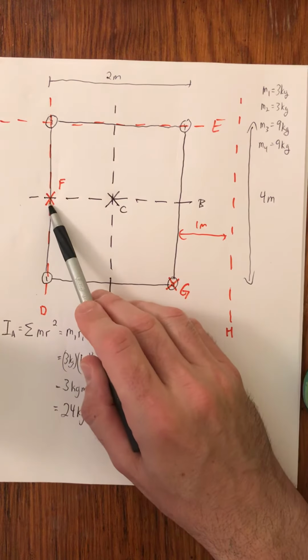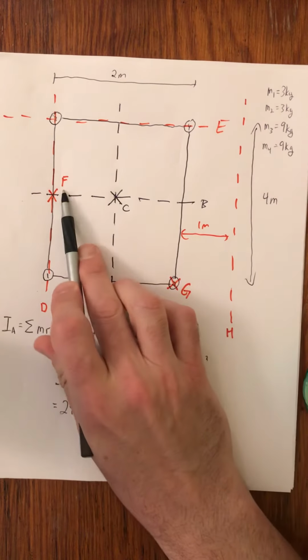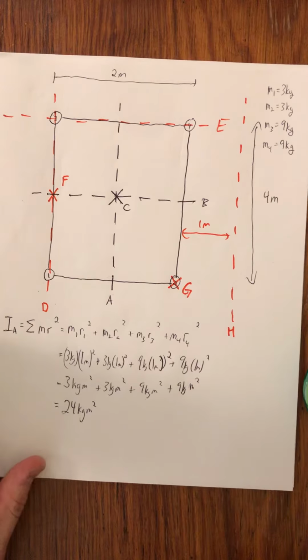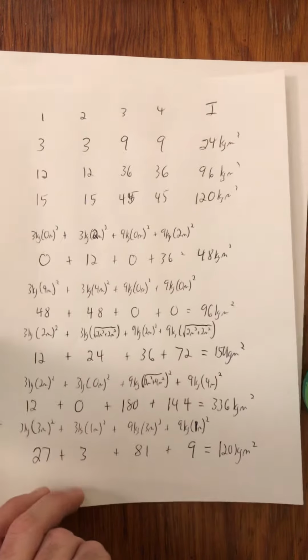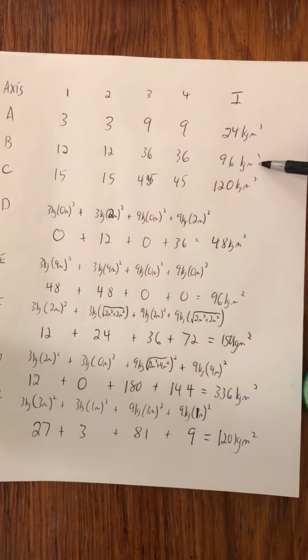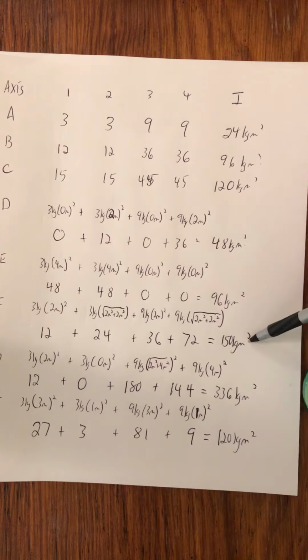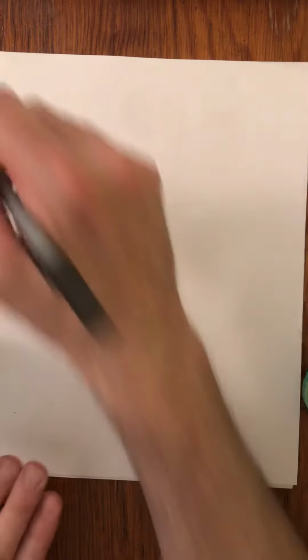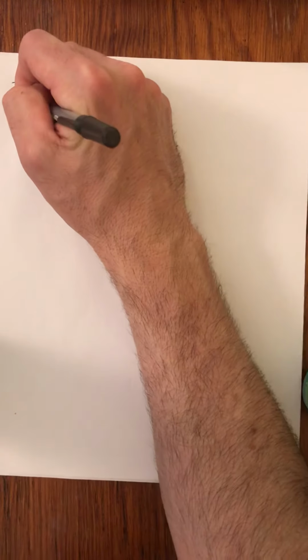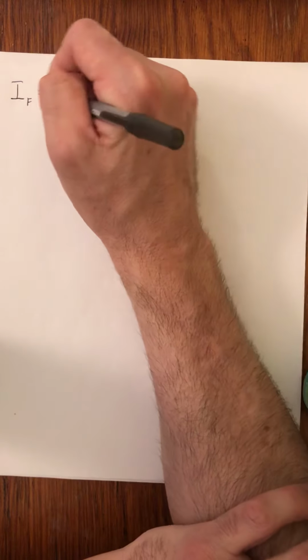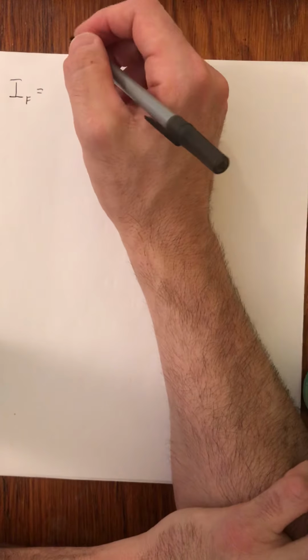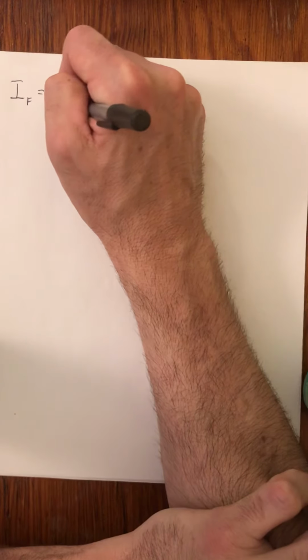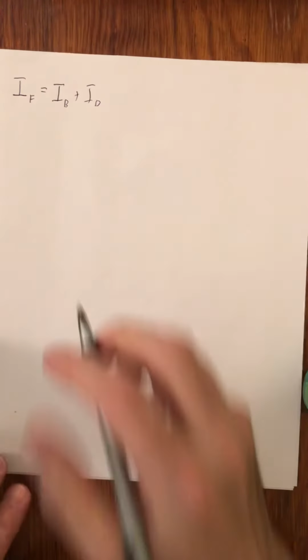Notice we have three axes, axis D, B, and F, that go through the same point. So if I go to my page here, that was axis B, axis D, and axis F. So what I want to recall for you is the perpendicular axis theorem, which says that the moment of inertia of the axis through the plane, which in this case would be axis F, should be equal to the sum of the two perpendicular axes that go through that point, which in this case would be B and D. So let's check it from our work.